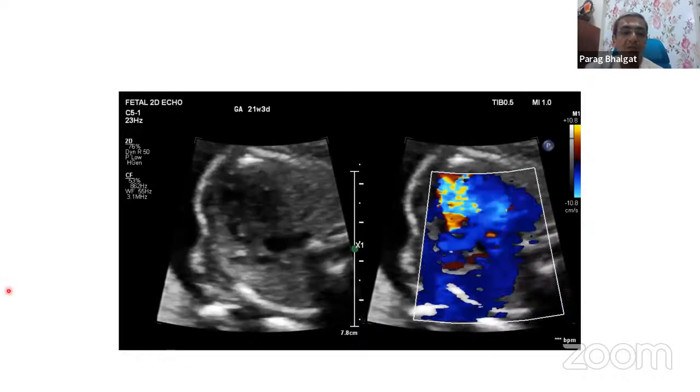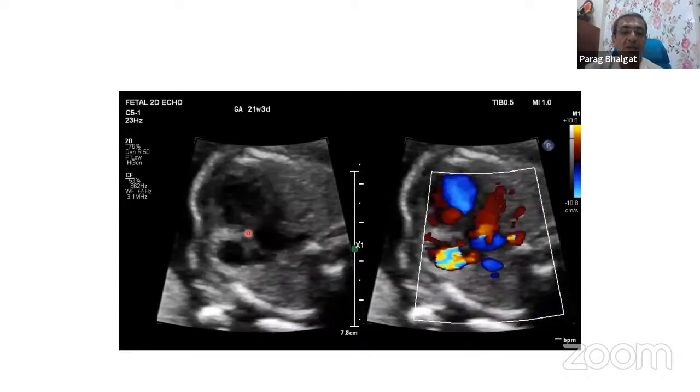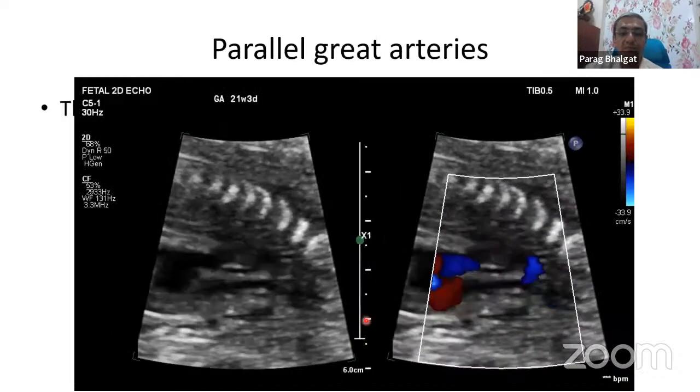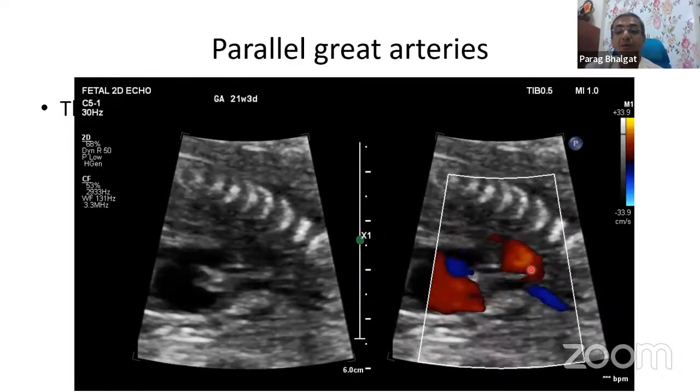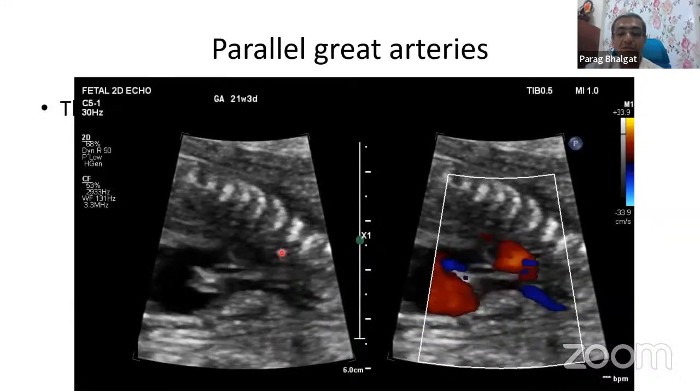Okay, these are the RVOTs. These are the outlet, and both great arteries look like they are coming from the outlet. Now look at this, this is important. This is the aorta. It is small. It gives off the neck vessels, and it is very difficult to trace the aorta after the first branch.